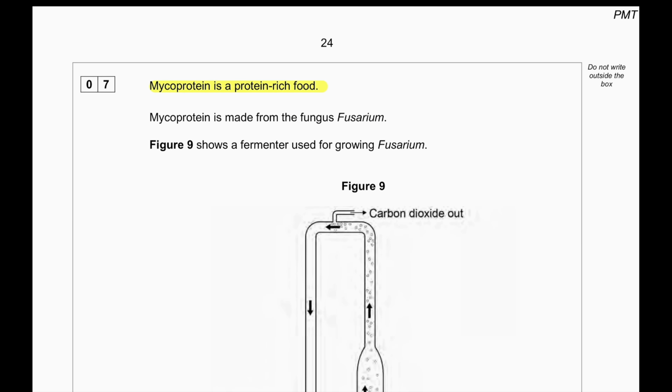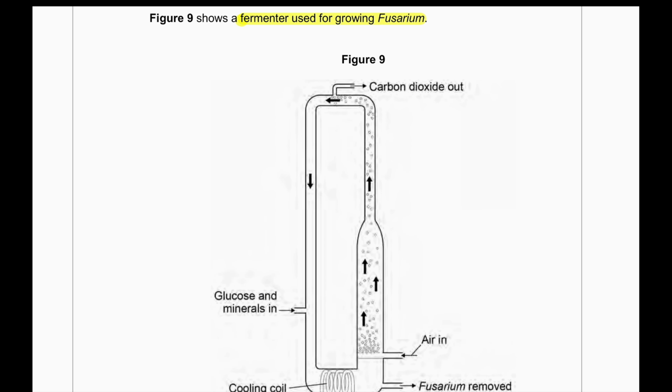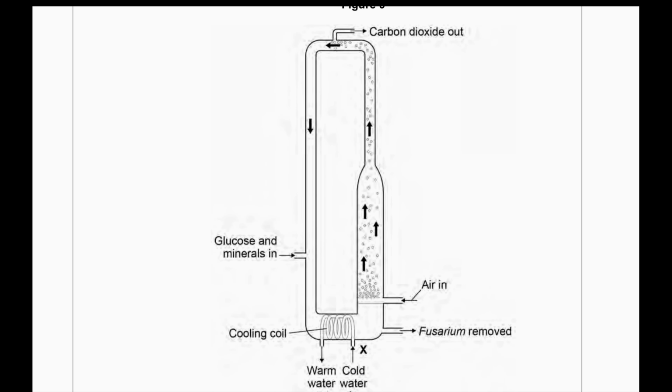Mycoprotein is a protein-rich food. Mycoprotein is made from the fungus Fusarium. In figure 9, it is showing how the Fusarium fungus is grown in a fermenter. So at the bottom, we can see there is warm water or cold water, there is a cooling coil to cool the fungus if it is generating heat. Then the Fusarium is removed from the bottom portion as well. And then it is getting recycled.